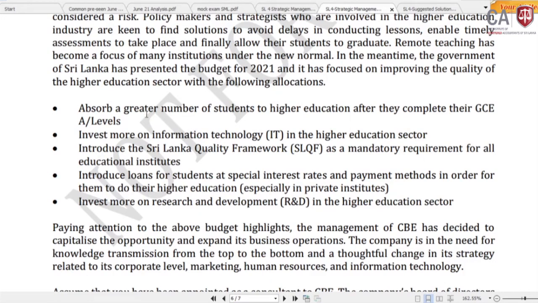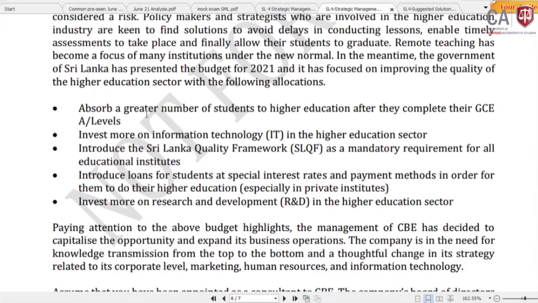Absorb a greater number of students to higher education after they complete their GCE level, right. So, that is one thing, you want to provide higher education for students who have completed GCE level. So, that means the graduate program opportunity may be there mainly, no, right.